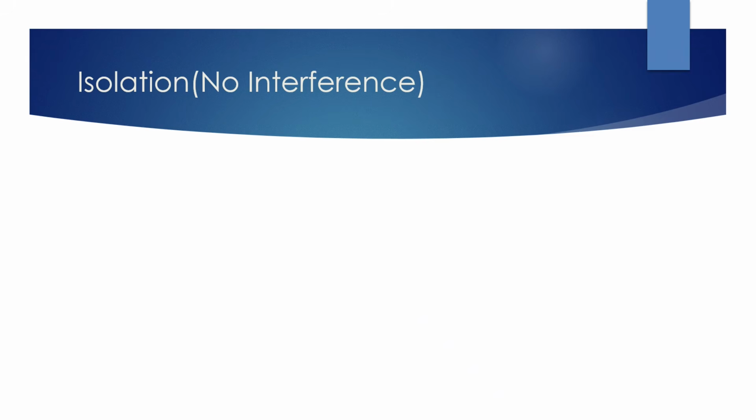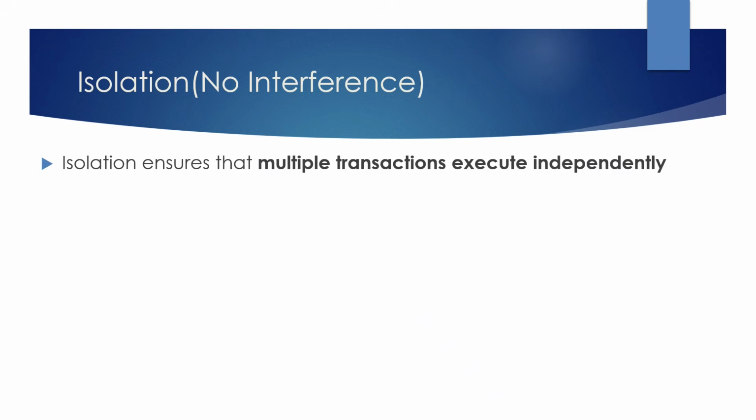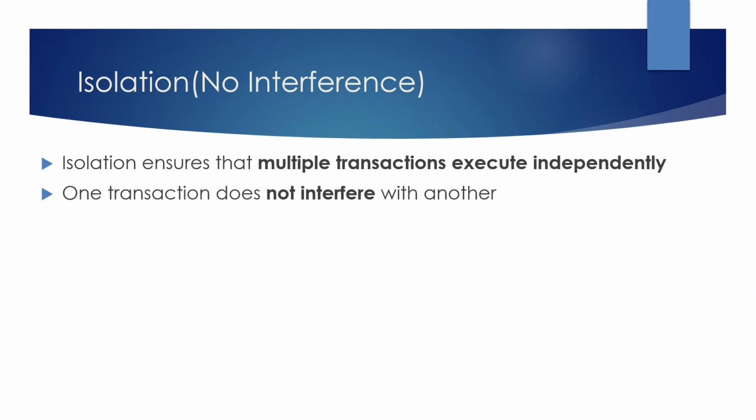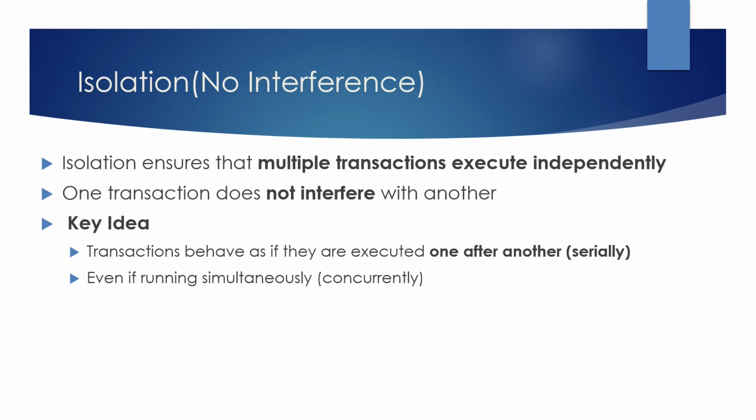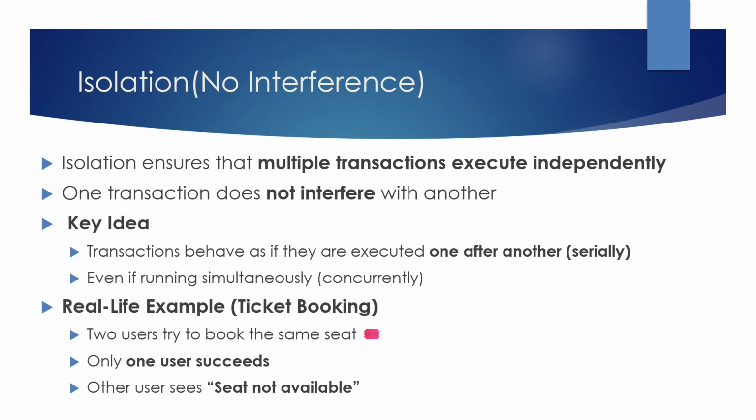Isolation means no interference. Isolation ensures that when multiple transactions are running in one system, they should execute independently. One transaction does not interfere with another transaction. The key idea behind this is that even though they are in a concurrent environment, it should look like they are executed one after the other, like serial operations.